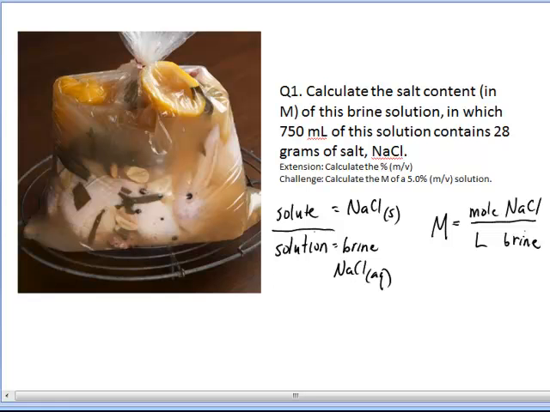So that's going to require some conversions, I think, because if you look at what we're starting with, 28 grams needs to be converted to moles. That's our solute on top. And then we have our volume of solution, which needs to go in the bottom, and that needs to be converted to liters because these are very specific units. So let's tackle the top part first.